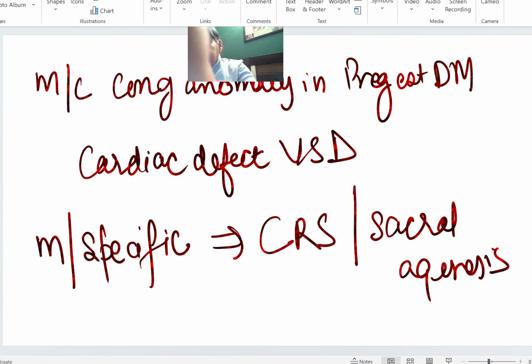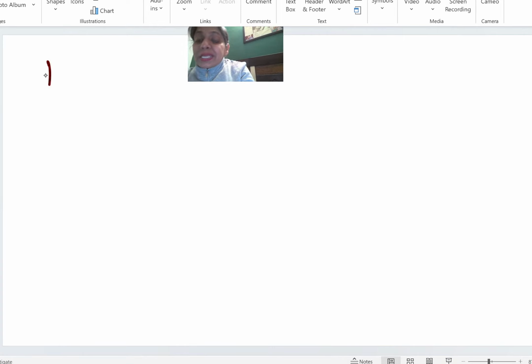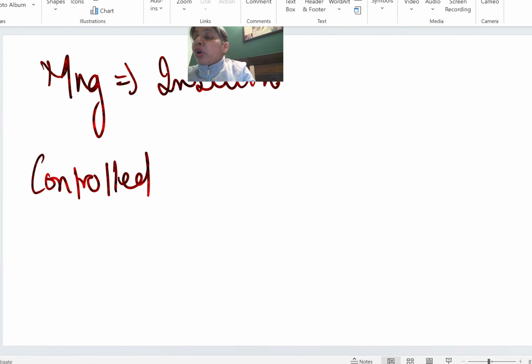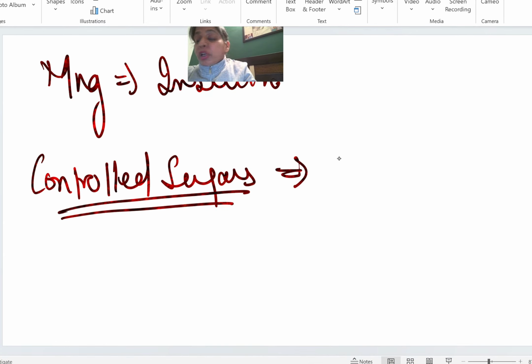Okay, now they ask you what is the management. Of course, insulin is the drug of choice. Then they ask you when to terminate. If the sugars are controlled, whether on diet or on insulin, then you will terminate the pregnancy at 39 weeks to 40 weeks.